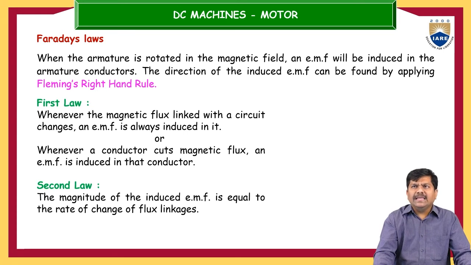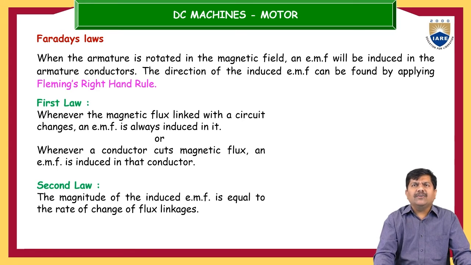So EMF, and that EMF has a direction of voltage. Whatever the direction of that EMF, what the polarities of that voltage will be, generated in the armature conducting system, we can find out with the help of Fleming's right hand rule. These are all the things we are going to discuss now.